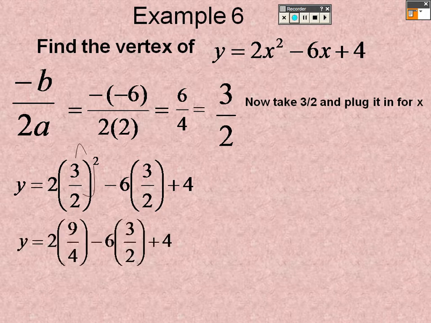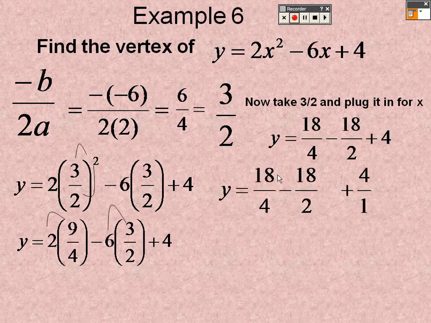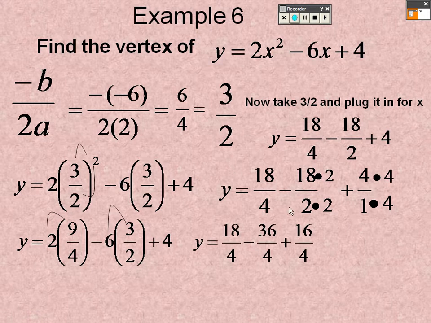So that would be 9/4. So take the 2 through to get 18/4, and that would be minus 18/2 plus 4. And then you're going to have to find common denominators. To find a common denominator for this, I'd multiply both the top and the bottom by 2. This one I need to multiply the top and the bottom by 4. So you end up with 18/4 minus 36/4 plus 16/4. Add the tops all together to get negative 2 over 4, which simplifies to negative 1/2.